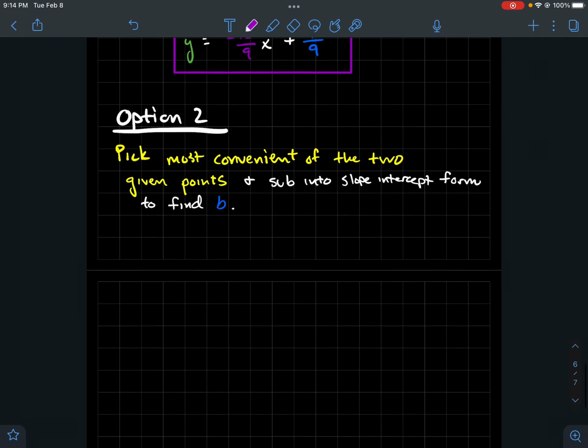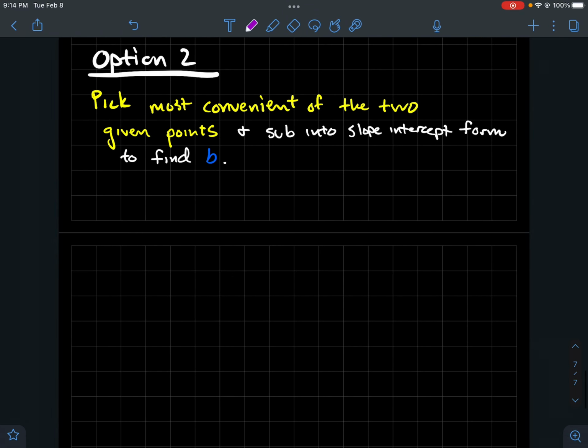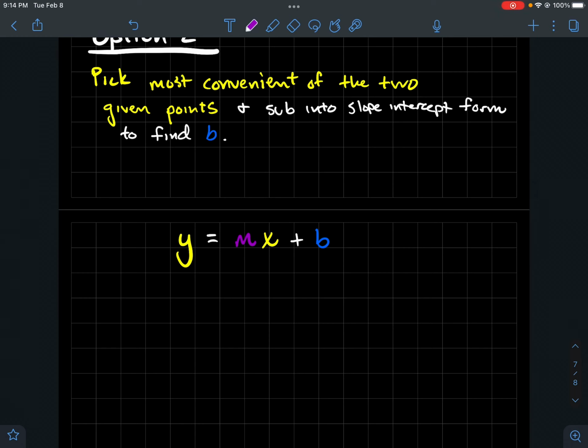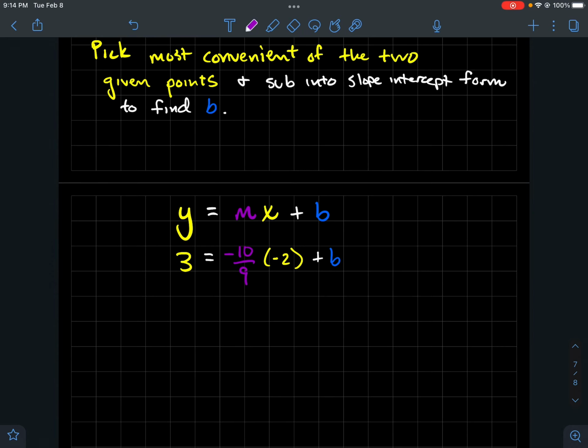Now, option 2 is what I've grown a little more fond of over the years. I've been doing this a while. Option 2 is to pick the most convenient of the 2 points again, but let's just sub it directly into slope-intercept to find b. So here's slope-intercept, y equals mx plus b, and I've highlighted in yellow. I'm actually going to plug my convenient coordinates, which were -2 and 3, that point we've been using. I'm going to plug those in for x and y now. So what's that look like? So -2 is x, 3 is y, and then I put -10/9 is m plus b.